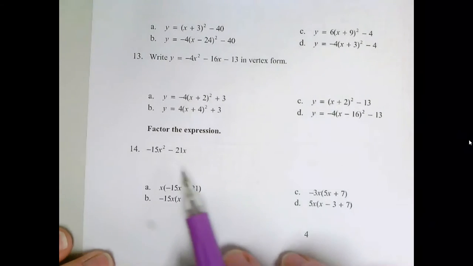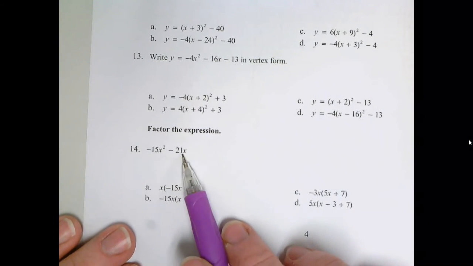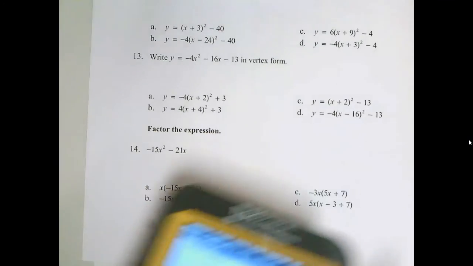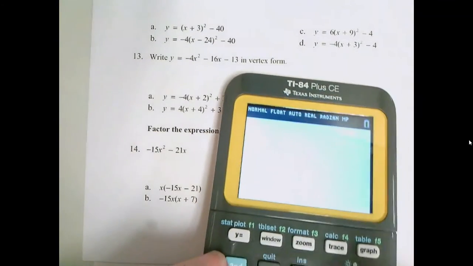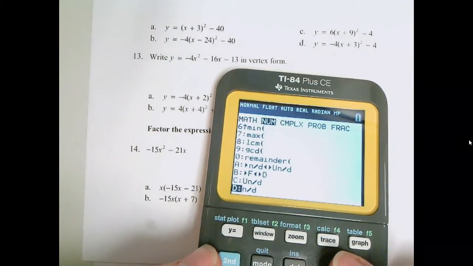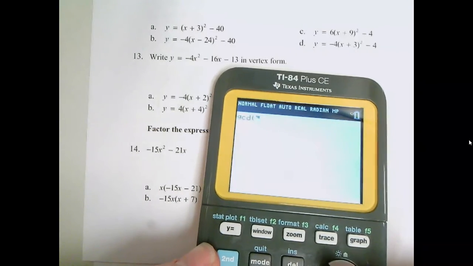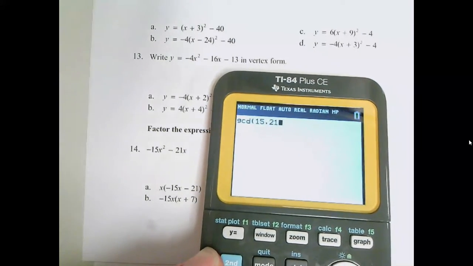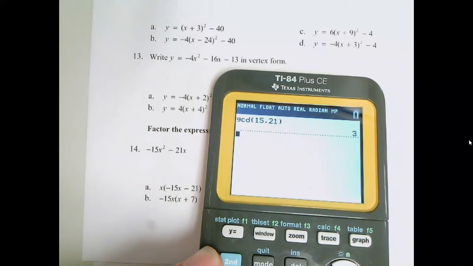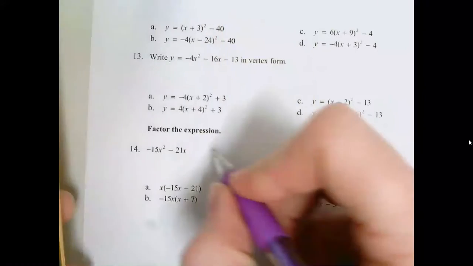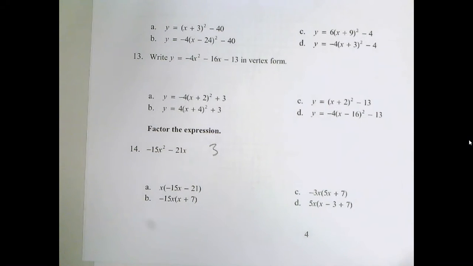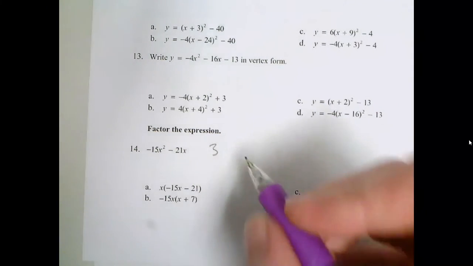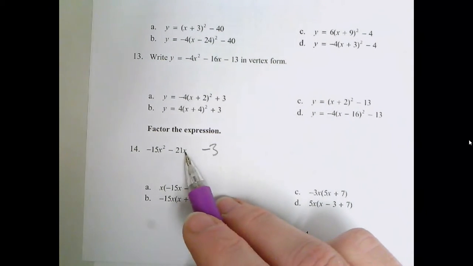Factor the expression. Here, factor out your GCD or GCF first. If you want to use the calculator, you'd hit math, go over to num, and then option number 9 is GCD. So you type in 15, 21, GCF of 3. And then you take out the smallest, we want to use a negative because these both have a negative in it. And then you want to use the smallest x value.